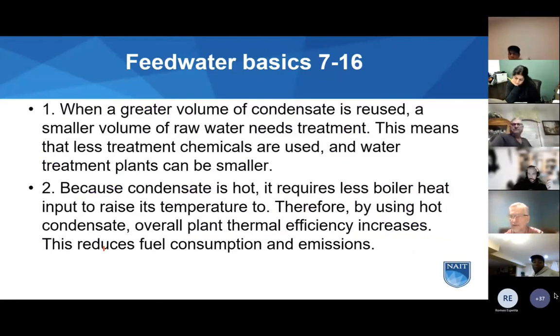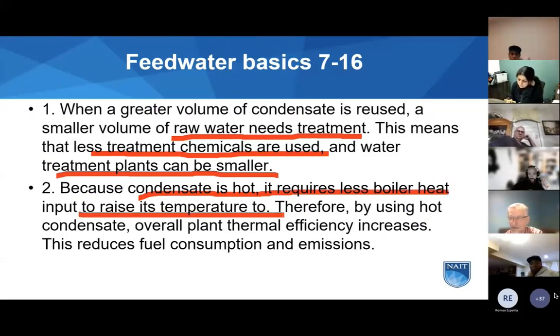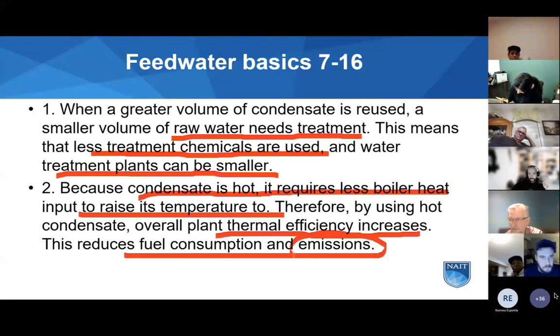If a greater volume of condensate is reused, less raw water needs treatment. If we treat less water, we use less chemicals, and we don't need to build a big expensive treatment plant or operate it. Condensate also has heat in it. It requires less boiler heat to raise its temperature. So having a hot condensate is a good thing because it increases the efficiency by decreasing the amount of fuel we need to burn. And if we burn less fuel, we have less emissions, less pollution.